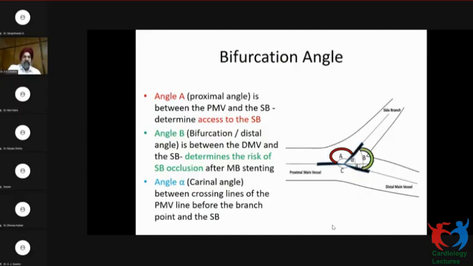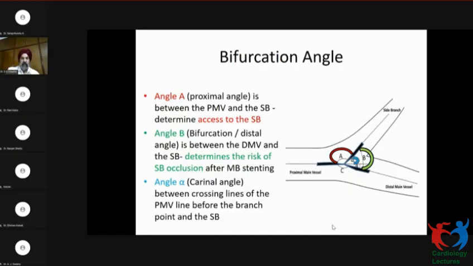And this is the angle which determines the side branch occlusion. So when we talk about whether there will be some plaque or carinal shift post-angioplasty, it is based on this angle that we formulate our plans. And the carinal angle is between the crossing lines of the proximal main vessel line before the branch point and the side branch.